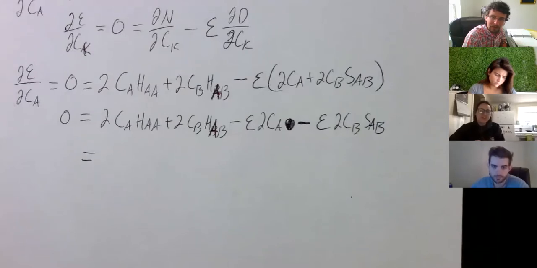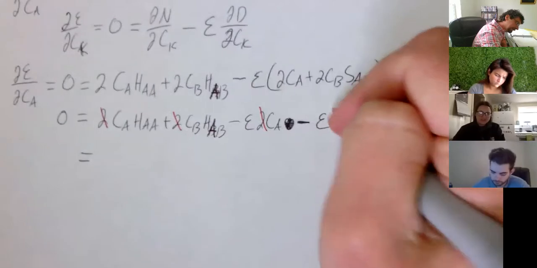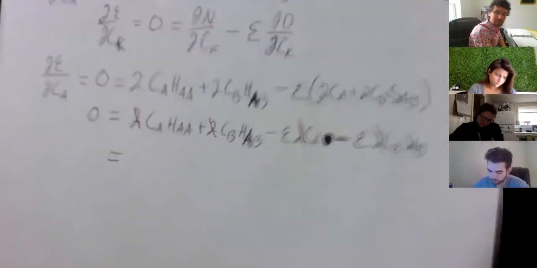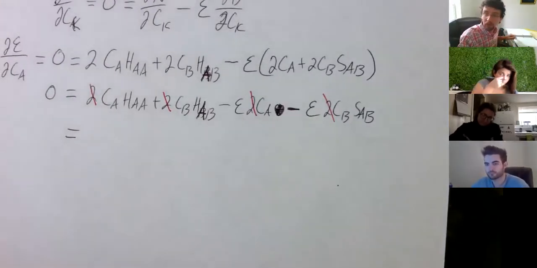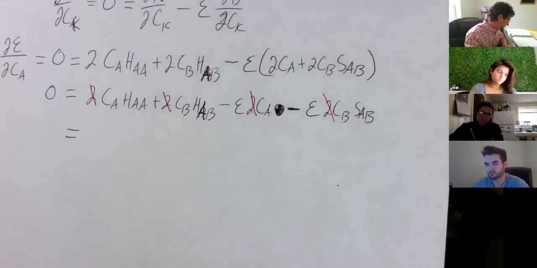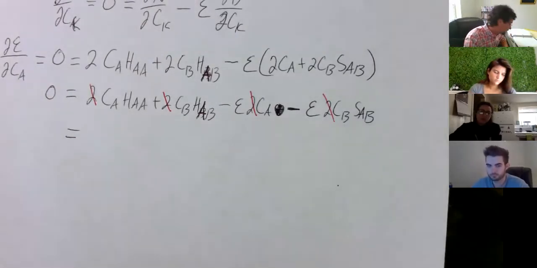Yes, divide by two. Can we divide by what? You can get rid of the 2. Yep. All these 2's can go away. Whoops. Taking my camera with me. Yep, all of those can go away. So now let's group the CA terms together.